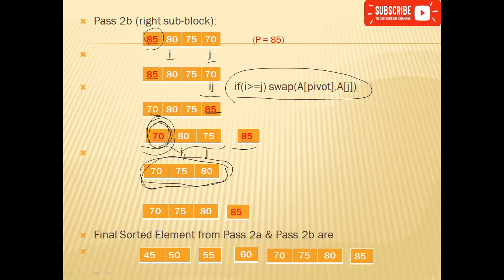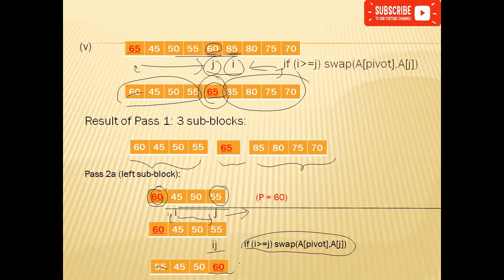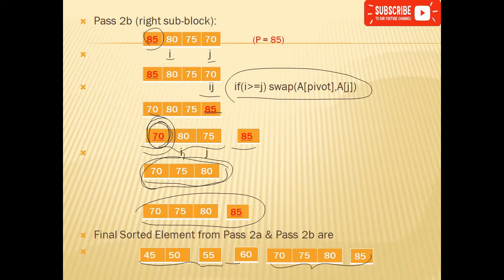So 70, 75, 80. I'm merging all these things. 70, 75, 80 I'm merging. So the left hand side is this one and the right hand side is this one. So finally I will get 45, 50, 55, 60, then after that 65, here 65 is there, 65, 70, 75, 80, 85. So finally we got the sorted elements.